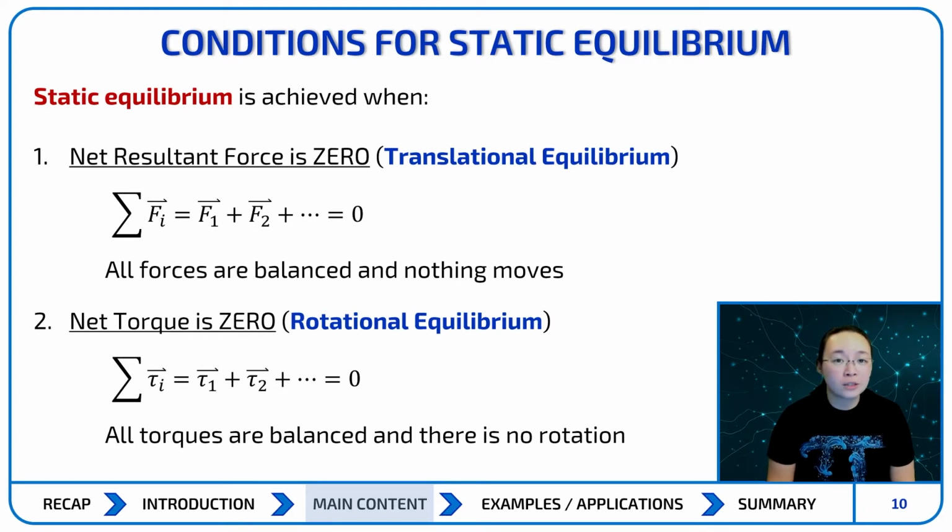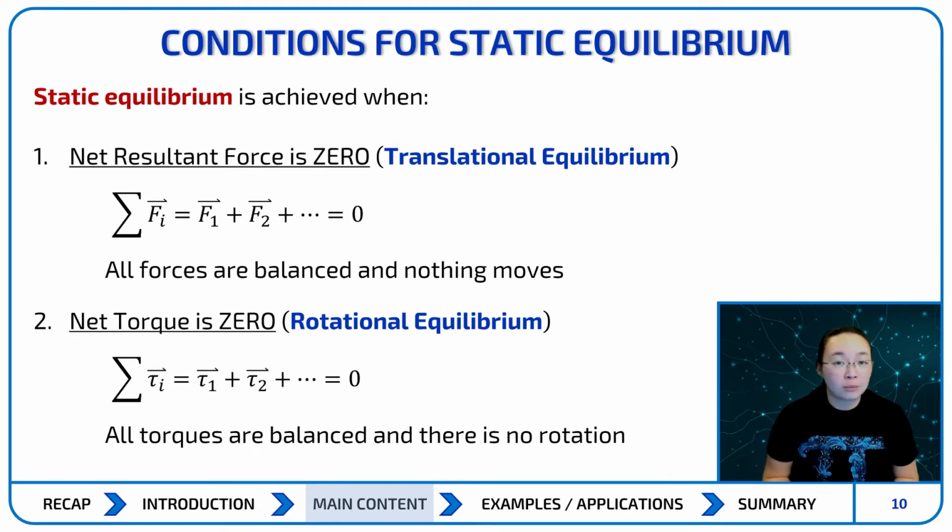If there's no translational motion, it means that all of my forces are going to balance out in the X and Y direction. So that means that the net resultant force acting on my body is zero. And that's called translational equilibrium, because that means that there is no movement or no translation in the X, Y, or Z direction.